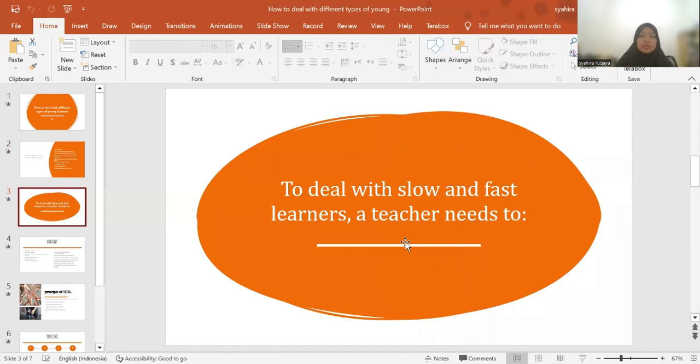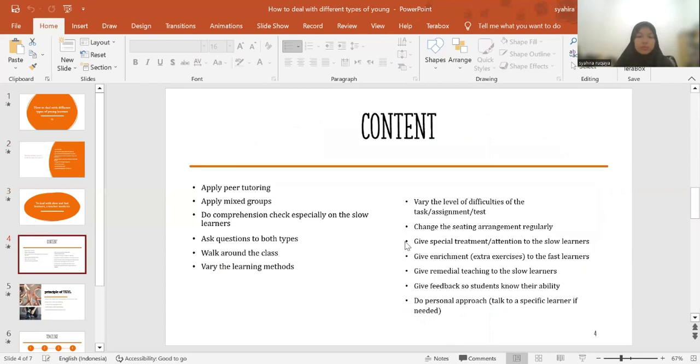The next, how to deal with slow and fast learners. As a teacher, we need to, first, apply pair tutorial. The point is that the students who can learn quickly help children who tend to be slower.